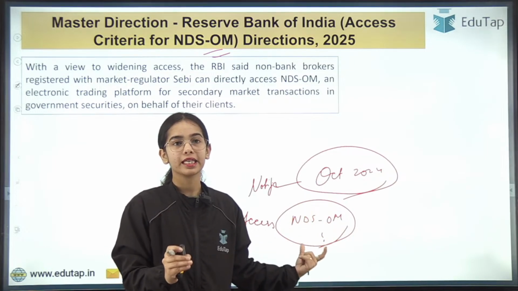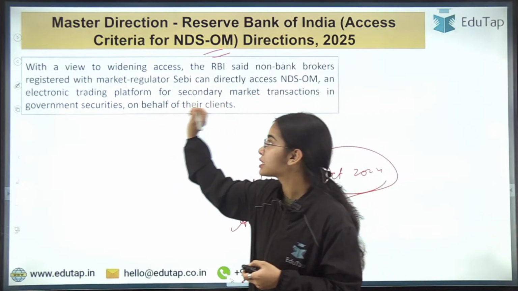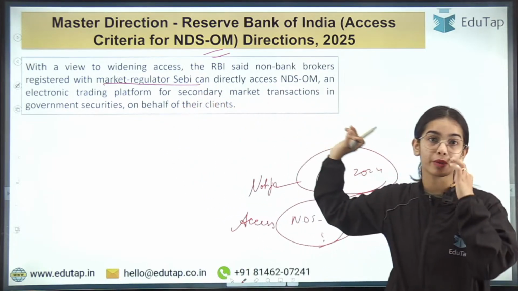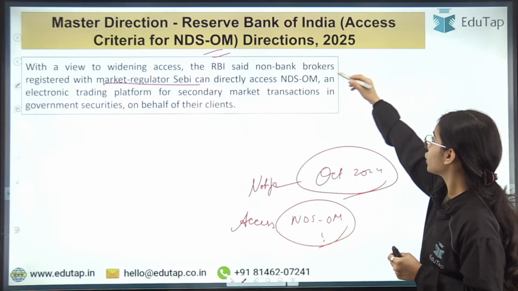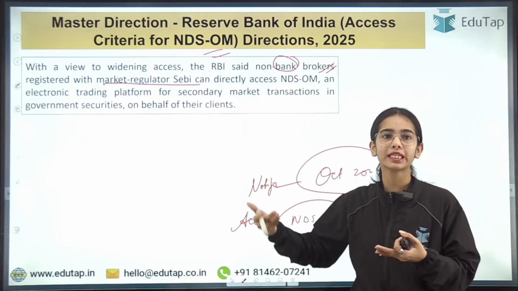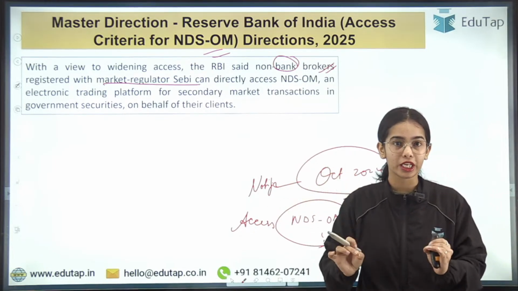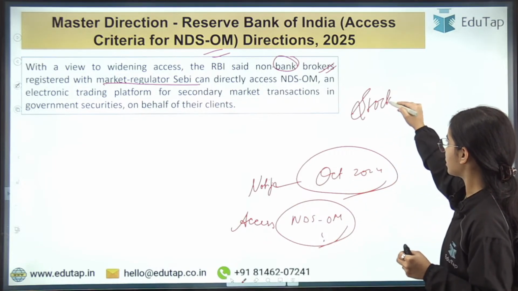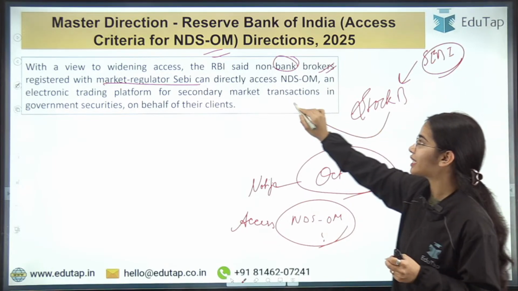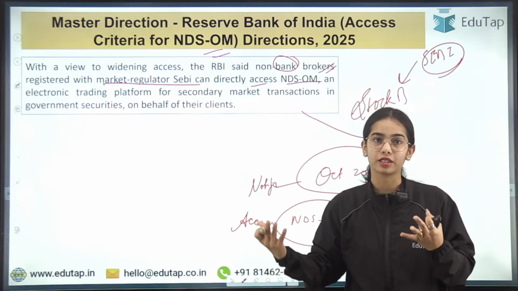platform. Now the RBI is saying that, with a view to widen the access, non-bank brokers registered with the market regulator SEBI, the Securities and Exchange Board of India, can directly access the NDS-OM. Banks already have direct access to the NDS-OM. But if you are a non-bank broker, a stock broker under the regulation of the Securities and Exchange Board of India, you can now also have direct access to the NDS-OM platform, for which the RBI has released the Stock Broker Connect guidelines.